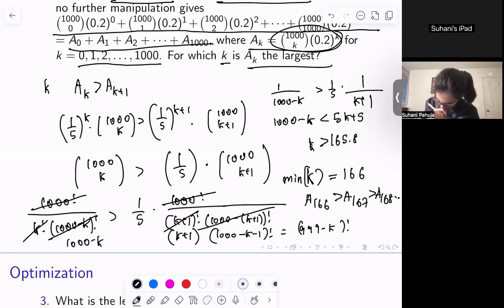However, for all values of k less than 166, a_k is less than a_(k+1), which means that a_166 is greater than a_165, which is greater than a_164, and so on. Meaning a_166 is the largest value of a_k. So the k value that we want here is 166.